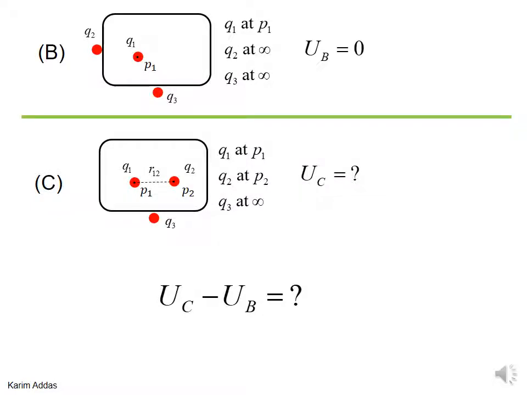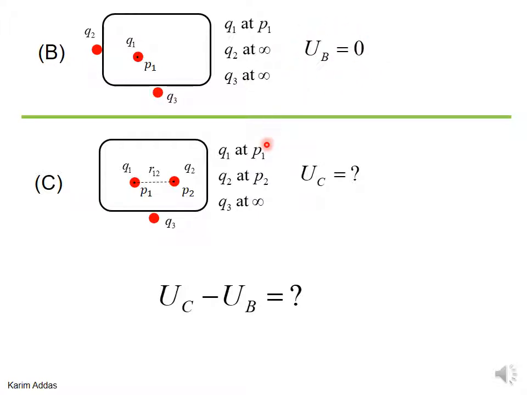Okay, now let's try to bring the second charge. So we start out at the configuration that we ended with in the last section, which was that charge Q1 now is located at a point P1, and charge Q2 and Q3 are at infinity. We said the energy in this configuration is 0.